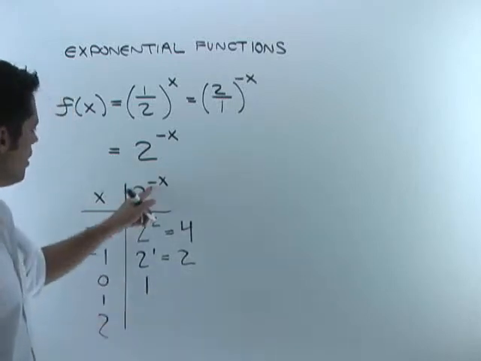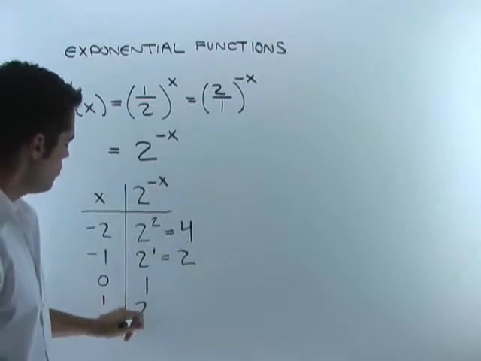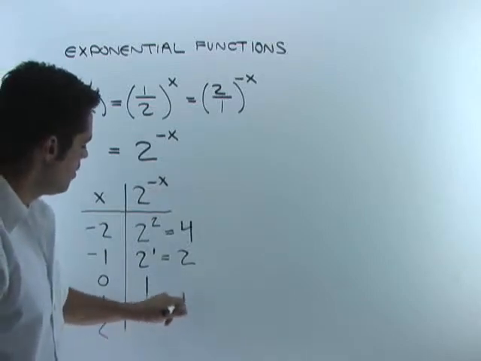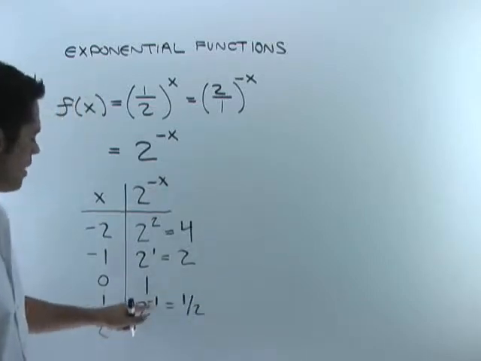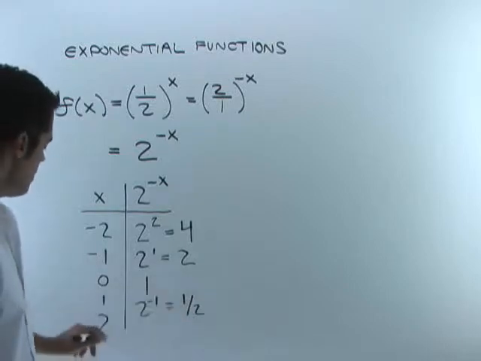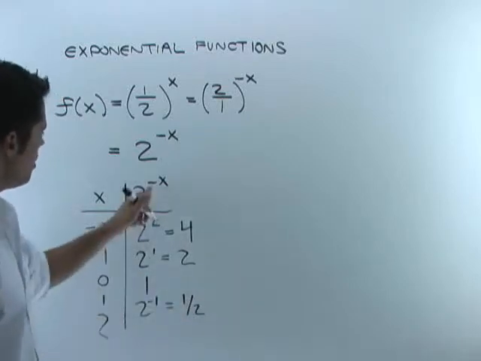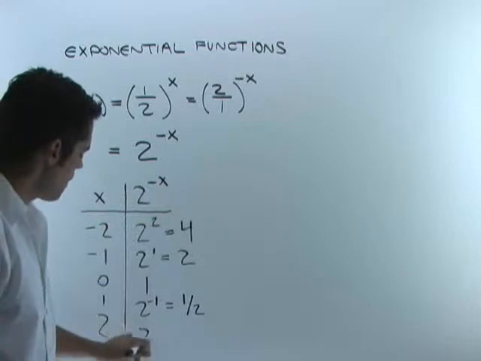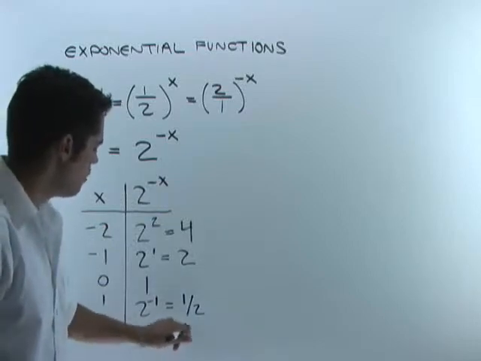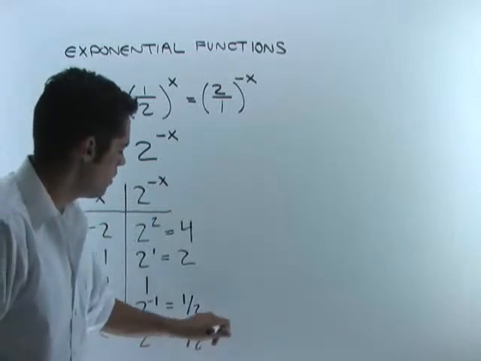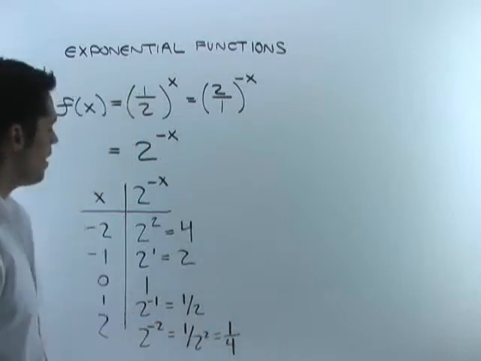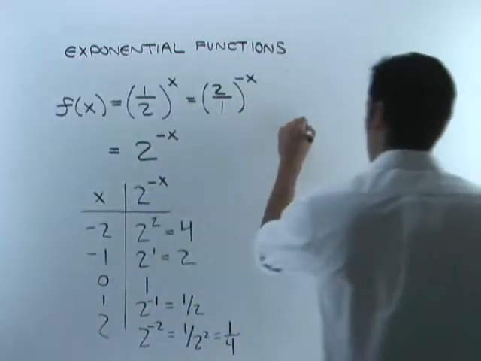Now if I plug in 1, it's going to be -1, so it's 2 to the -1, which gives me 1/2. Remember, changing the exponent to positive, okay? And then lastly, if we plug in 2, 2 to the -2 is actually 1 over 2 squared, which is 1/4.